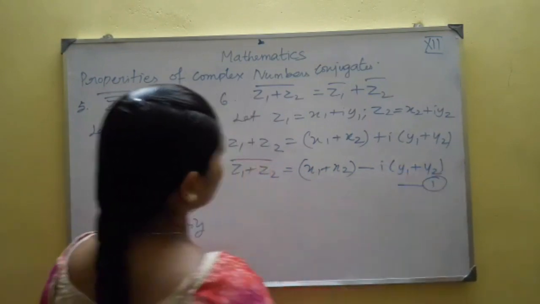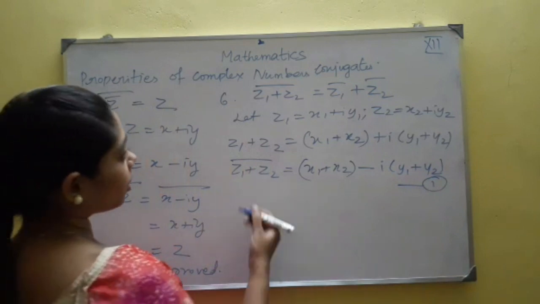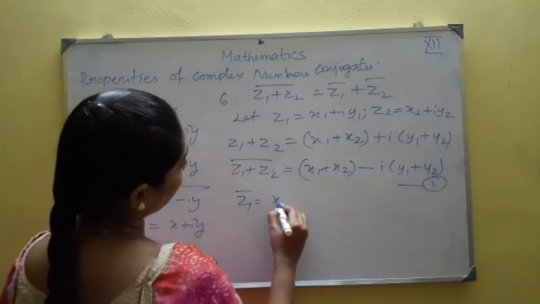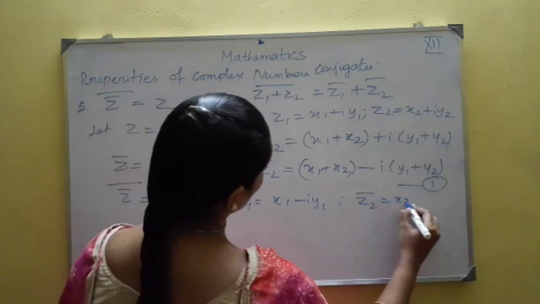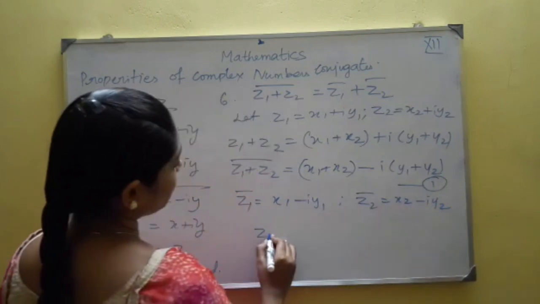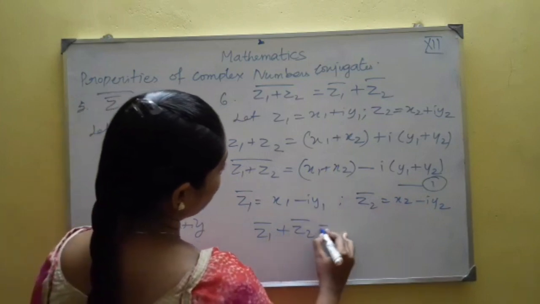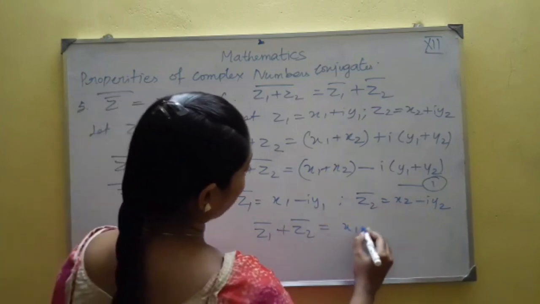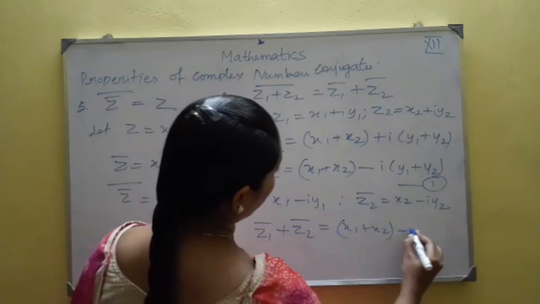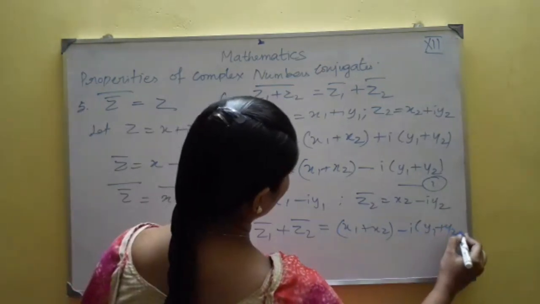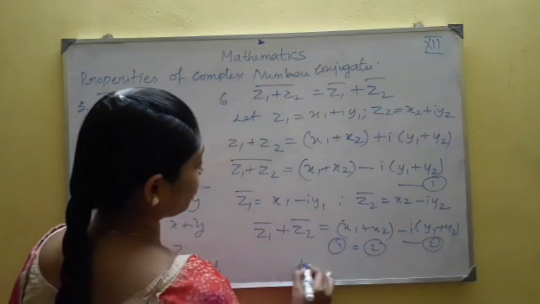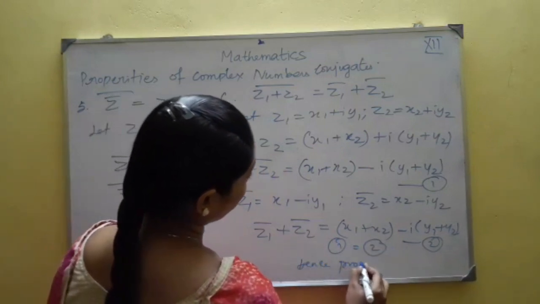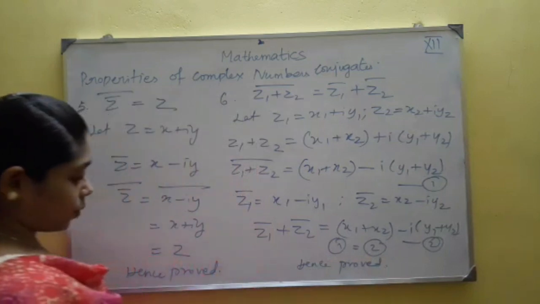This is my first equation. So this is my left hand side actually. So z1 bar gives me x1 minus i y1. z2 bar gives me x2 minus i y2. What is z1 bar plus z2 bar? If you add this, x1 plus x2 minus i times y1 plus y2. Second equation. So 1 equals 2. Hence proved.